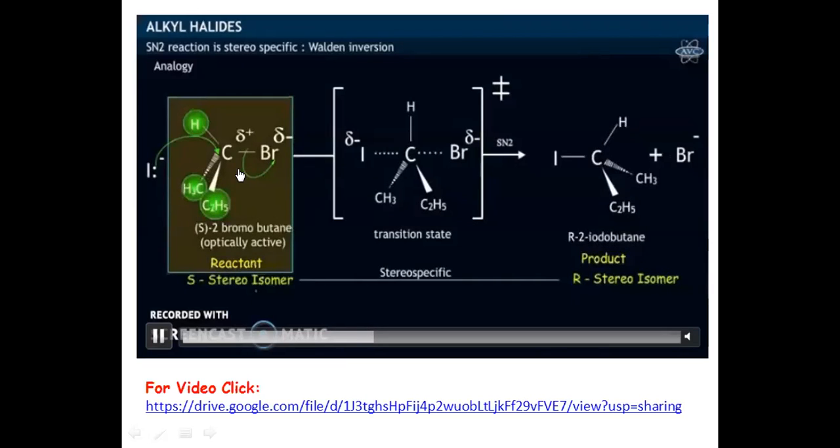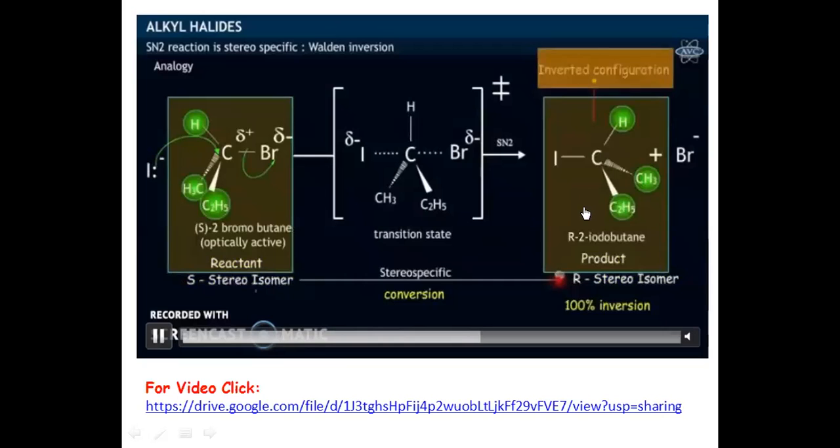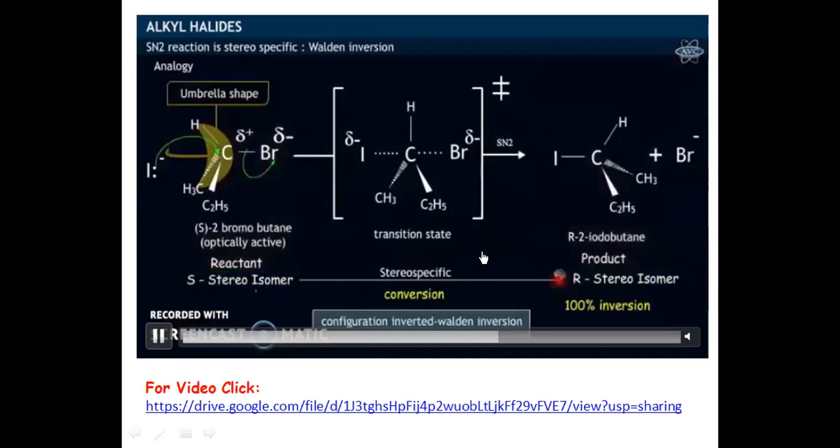So this is your reactant, where you'll find that the orientation of these 3 groups is exactly opposite in the product side, and the configuration is also S is converted into R. We call this a 100% inversion of configuration. Such kind of reaction is called a stereospecific reaction, where you get only one product, and that is with inversion of configuration. This inversion of configuration is also called Walden inversion.